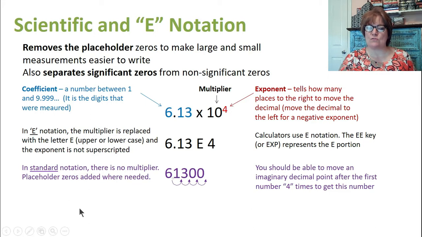So in standard notation, we don't have a multiplier. It's just a single number. And if I want to convert a number from scientific notation to standard notation, I see that 4 is a positive number. I'm going to be making a bigger number, so I'm going to move the decimal place to the right by 4. So 1, 2, 3, 4, I get 61,300.